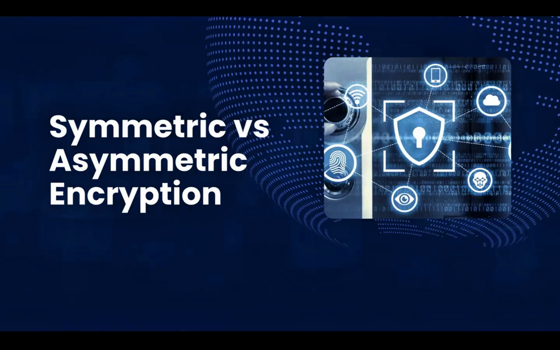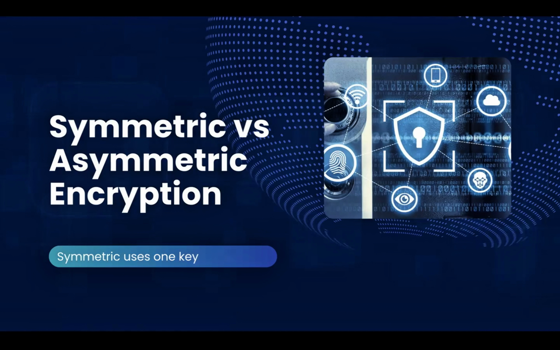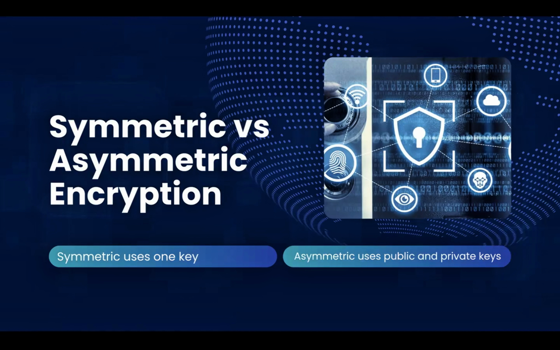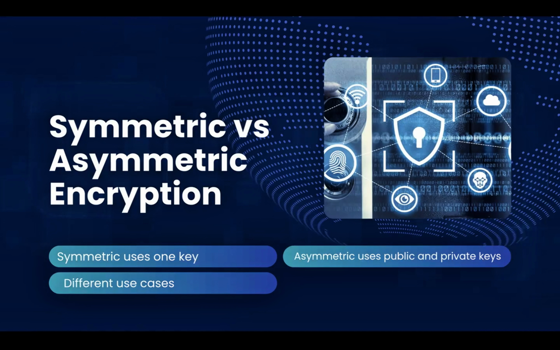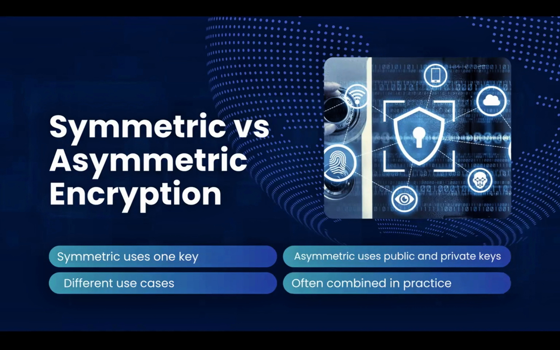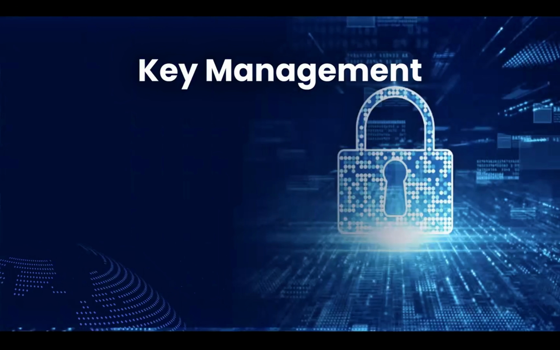Next, let's consider the two major types of encryption, which are symmetric and asymmetric encryption. Symmetric encryption uses one shared key, which is the private key, while asymmetric encryption uses two keys, which are the public and the private key. They have different use cases. Symmetric is faster for large data, and asymmetric is often used for secure key exchange. In practice, both are combined.